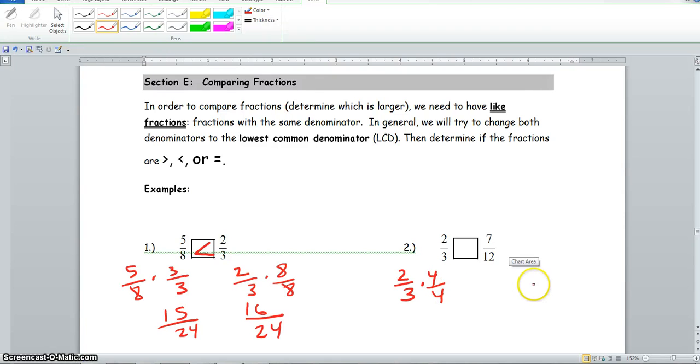Okay, class, picking up where we left off, our least common denominator is 12. So we took 2/3 and multiplied it by 4/4. Now, since we already had 12 here, it's the same as taking 7/12 and multiplying it by 1/1. 2 times 4 is 8, 3 times 4 is 12. 7 times 1 is 7, 12 times 1 is 12. So that means that 2/3 is greater than 7/12.